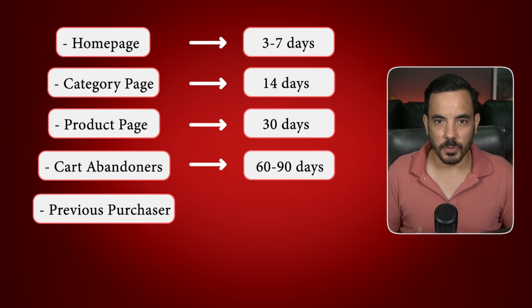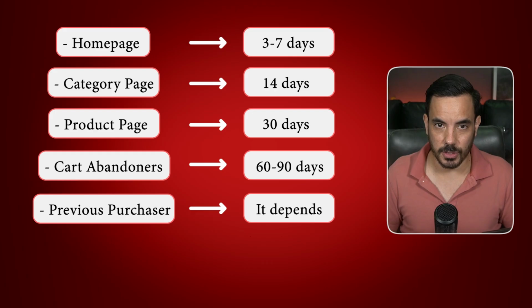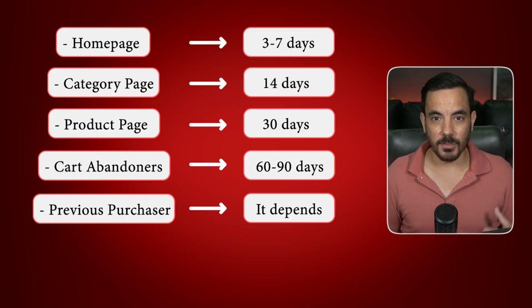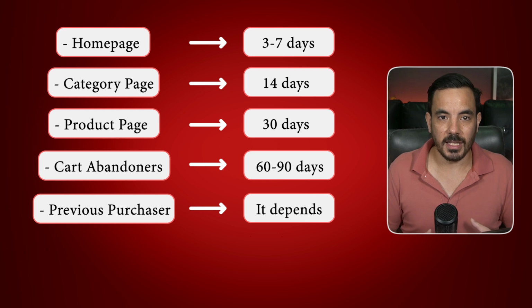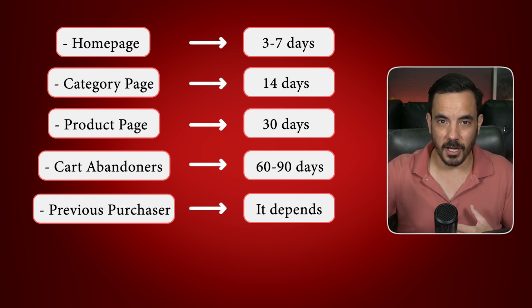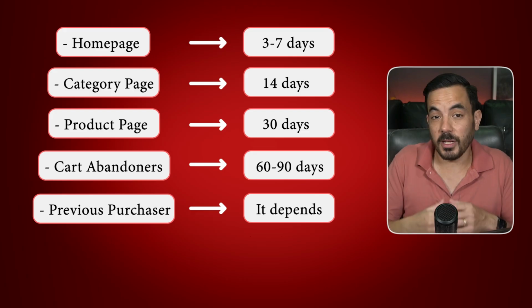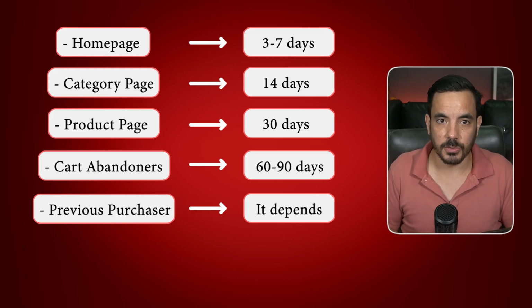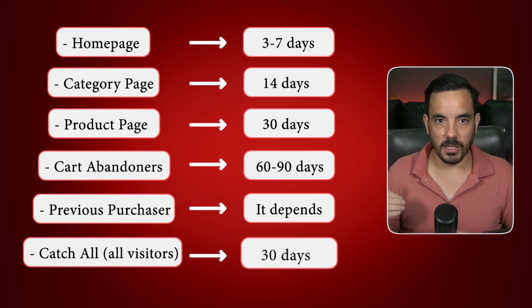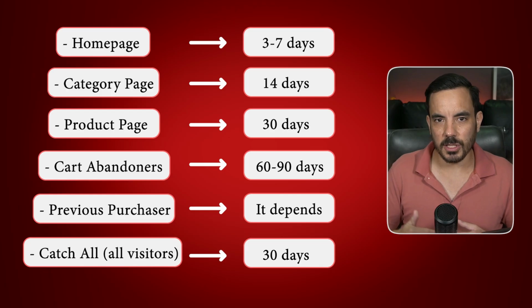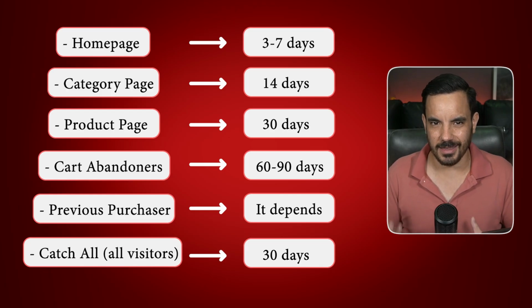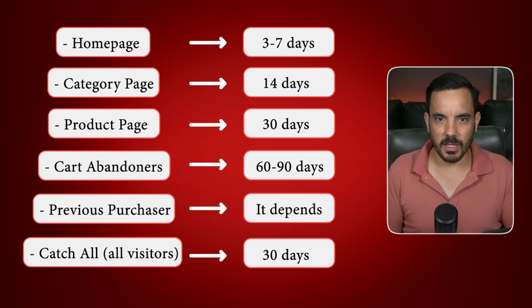Previous purchasers will be dependent on your product and your store. For example, if you have a supplements brand where people come back and rebuy every 1 to 2 months, you might want to set a 60-day time frame. Whereas if you have a business where people generally never come back and rebuy, it's a sort of one-time thing, you might not want to target previous buyers at all. For the catch-all bucket, this is normally lower intent users, but also the catch-all is supposed to catch anything that got missed, so you might go with 30 days here.